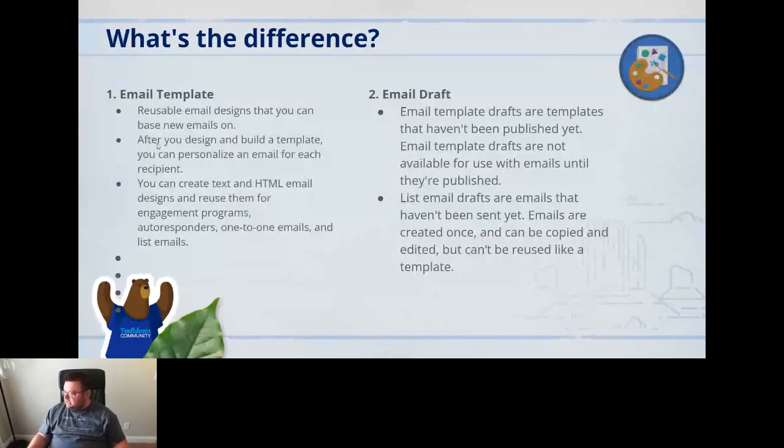Emails are created once and can be copied and edited, but can't be reused like a template. So you can create a list email and save it as a draft and then clone that draft and create another email using the foundations of that draft, but it doesn't work in the same way as a template, where it's universally available for a specific use case. The template is the foundation, and then you can apply it for either an automation or as the foundation for a future list email.